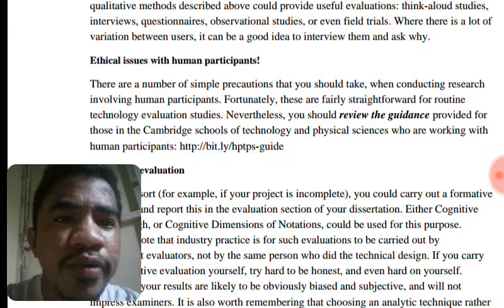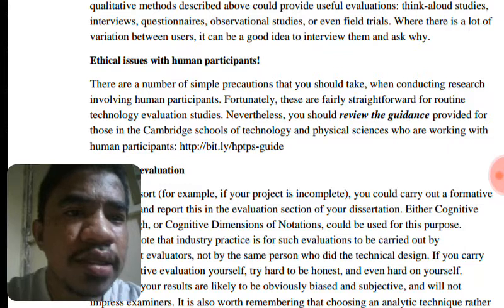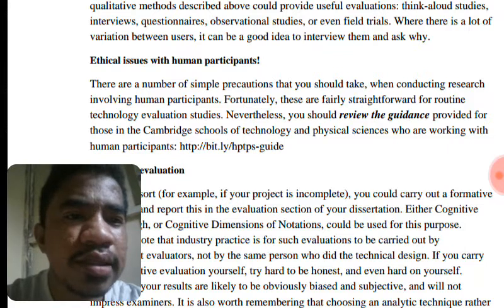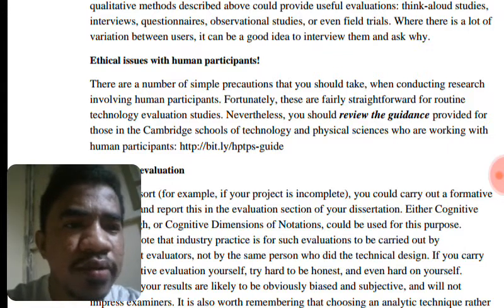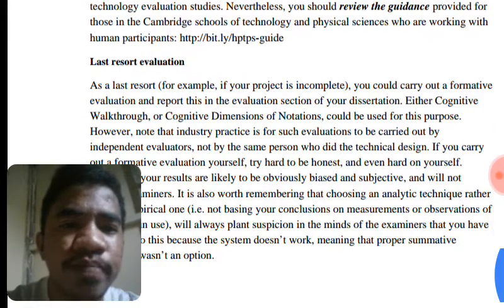Ethical issues with human participants. There are a number of simple precautions that you should take when conducting research involving human participants. Fortunately, there is a very straightforward process for routine technology evaluation studies. Nevertheless, you should review the guidance provided for those in the Cambridge School of the Technology and Physical Sciences who are working with human participants.